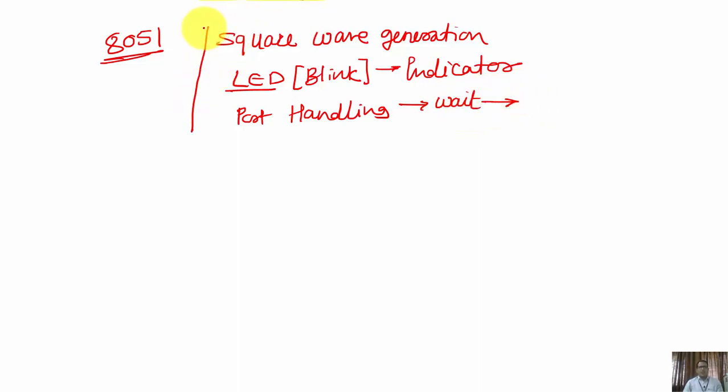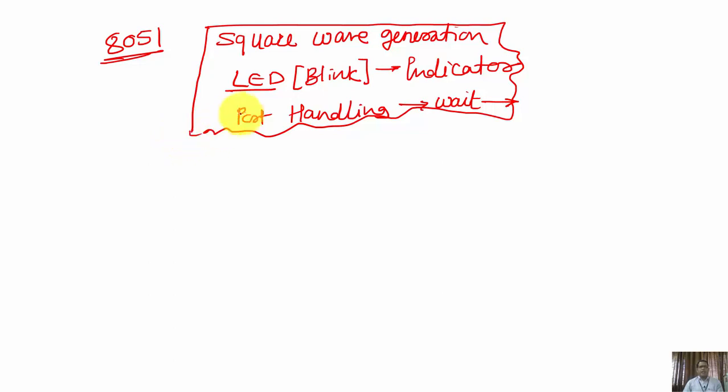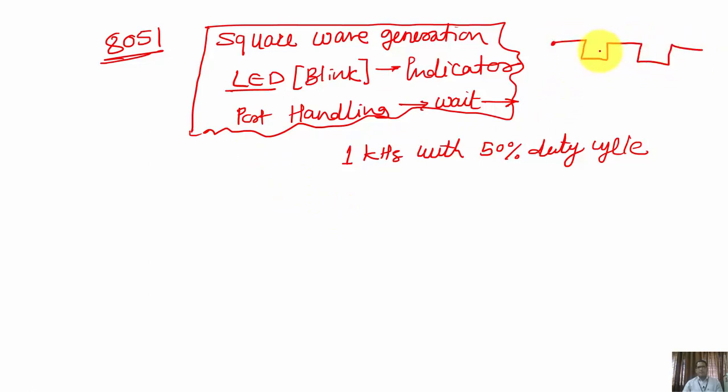In all these situations or applications, we have to deal with simple delay calculation. For example, a square wave generation. Suppose I want to generate a square wave of 1 kilohertz with 50% duty cycle. A simple example. When I talk about the square wave, the nature of the square wave is like this.